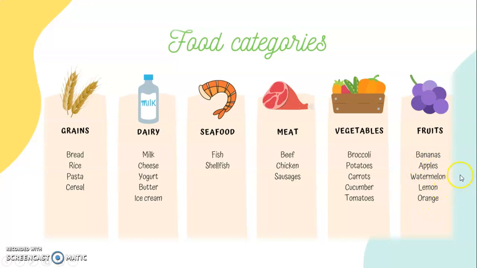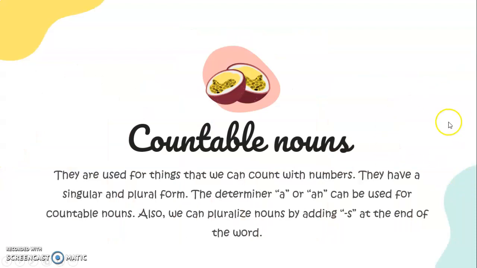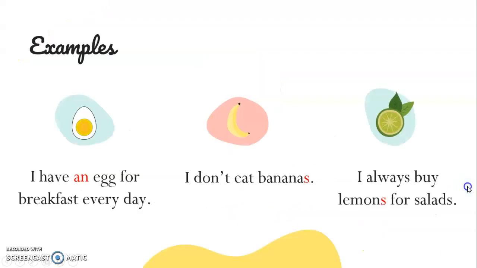Now that we are aware of food categories, we can move on to countable nouns. We have to know that they are used for things that we can count with numbers. We can have singular and plural forms of countable nouns. We can use a or an with countable nouns. And also we can pluralize them by adding an s at the end of the word. Here we have some examples.